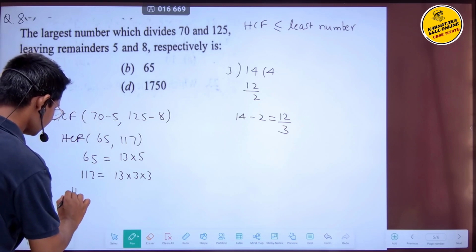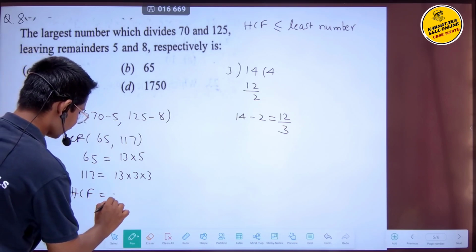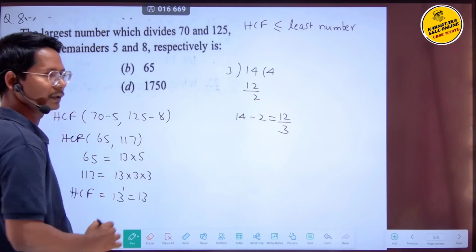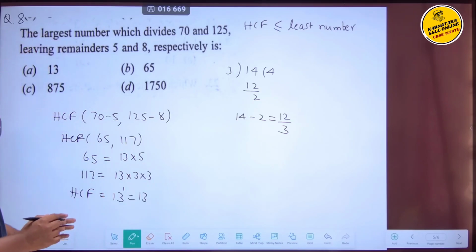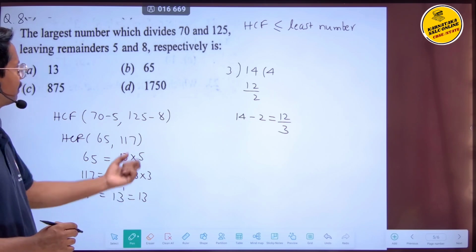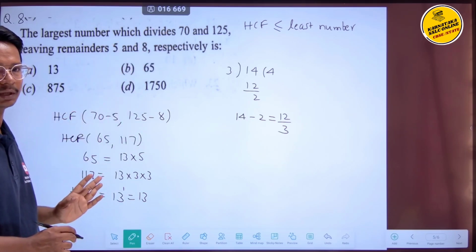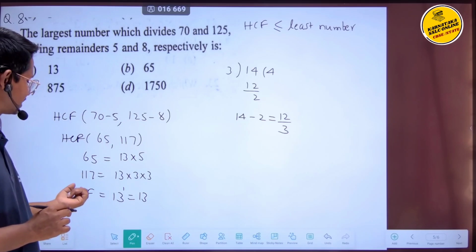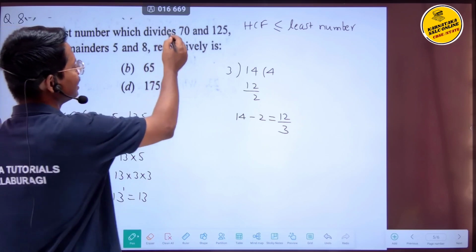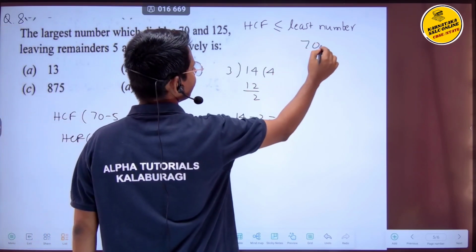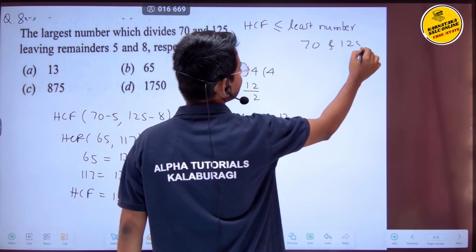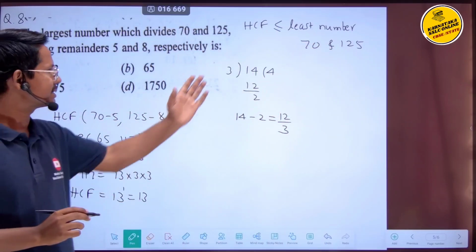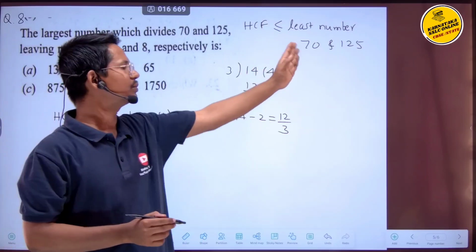So when you consider HCF, there should be only the common factor with the least degree. Here the least degree is 1, nothing but 13. So 13 is a number which divides both the numbers. You need to understand, I told you the HCF value will always be less than or equal to the least value. Here the least value is 70, isn't it? Between 70 and 125, the least value is 70, and your HCF value should be lesser than 70 or it can be equal to 70 also.